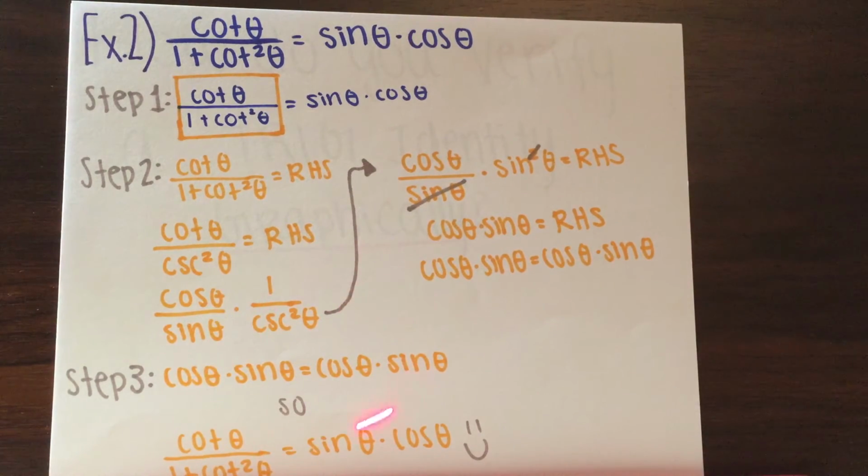And that's basically what I summarized down here. So that means, since this is true, that means cotangent of theta over 1 plus cotangent squared of theta equals sine of theta times cosine of theta. So this equation would be true.